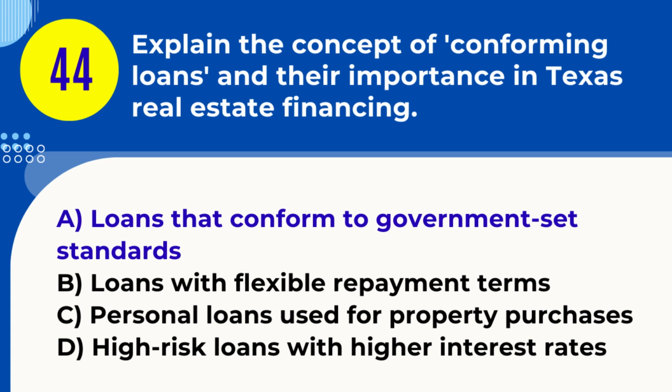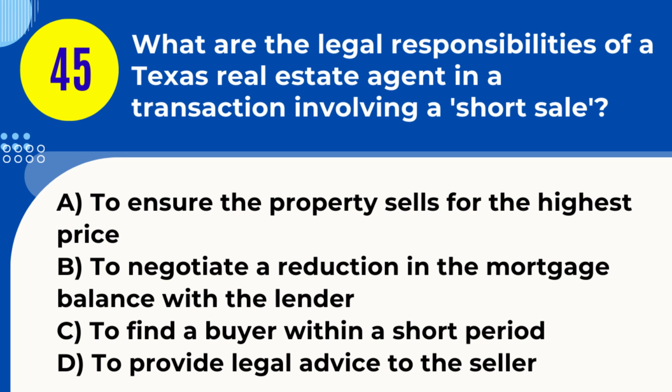Explanation: Conforming loans are mortgages that meet specific guidelines set by government-sponsored entities like Fannie Mae and Freddie Mac. In Texas, these loans are important because they typically offer lower interest rates and are easier to sell on the secondary mortgage market. Question 45.